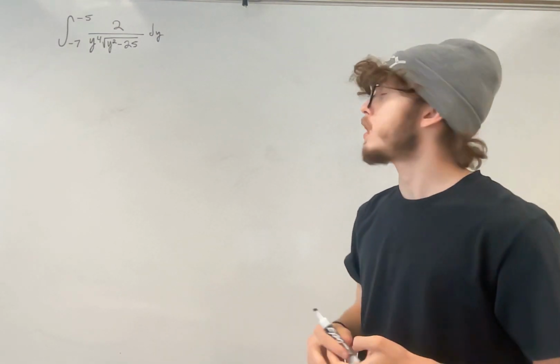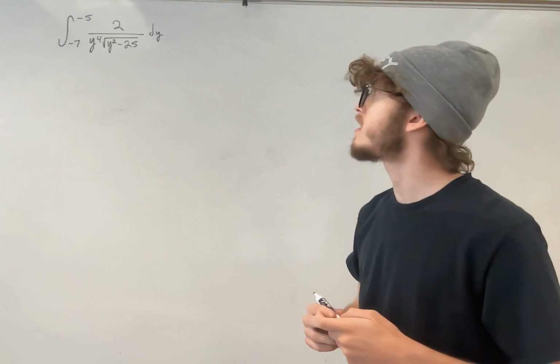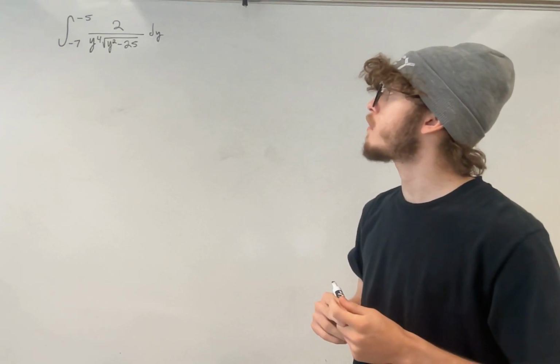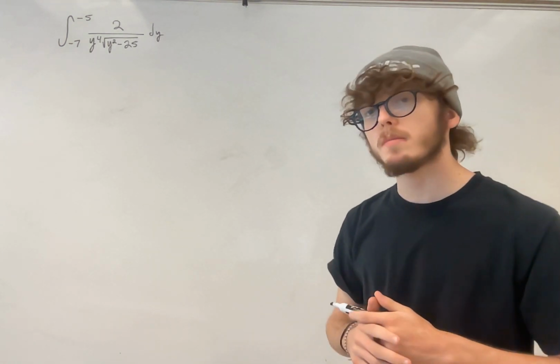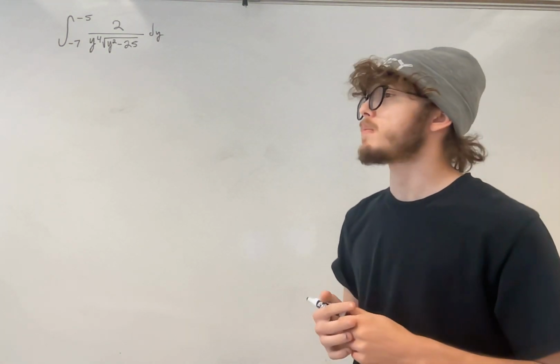So in this video, we're going to be looking at how you take the integral with the bounds -5 to -7 of 2 over y to the 4th, and then we have a little square root term there where it's y squared minus 25, and that's with respect to y.